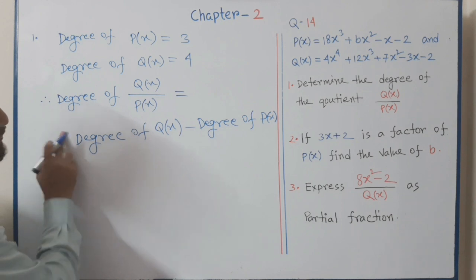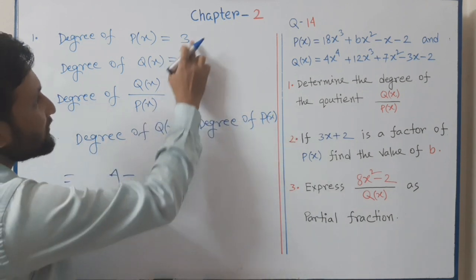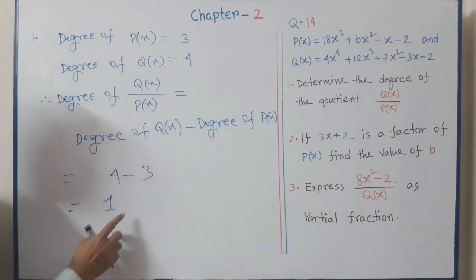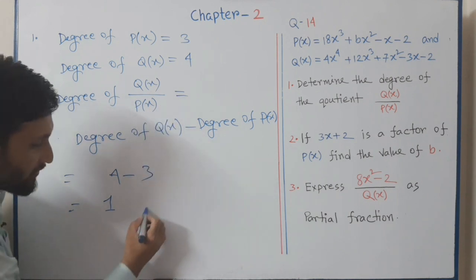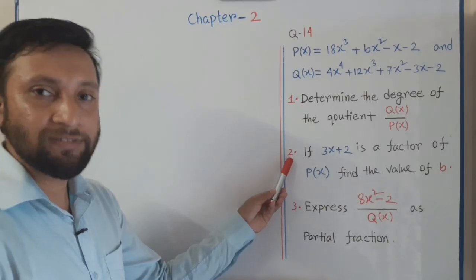So degree of q of x is 4 and degree of p of x is 3, equal to 4 minus 3, that means 1. So degree of q of x by p of x is 1. This is our required answer. I hope everybody is clear. Now second question.